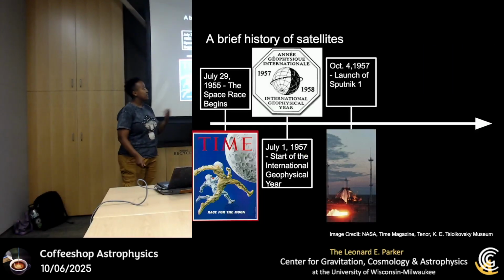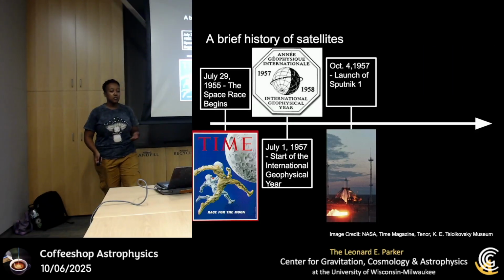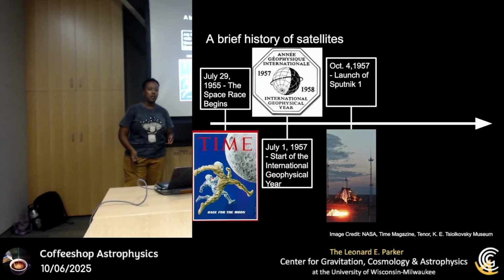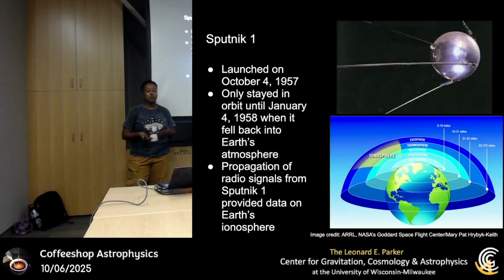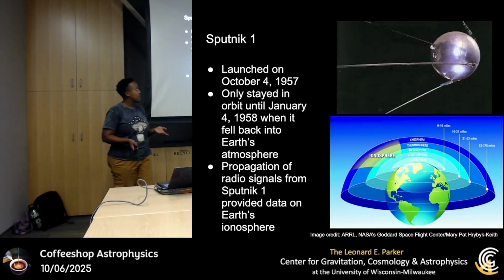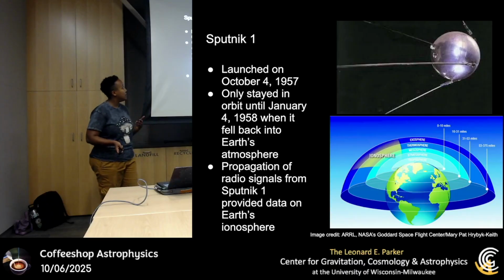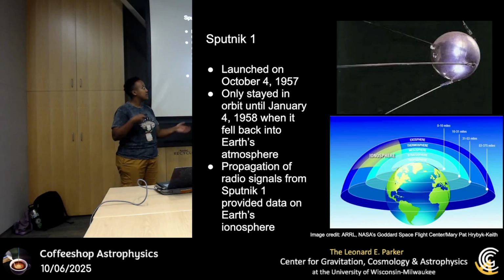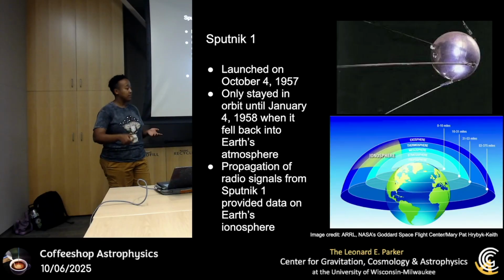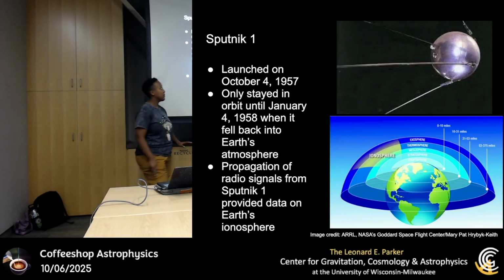All right. So the next step in our timeline is October 4th, 1957, which is the launch of Sputnik 1. This was a Soviet satellite. The name Sputnik in Russian just means satellite. It only managed to stay in orbit for a few months before it returned to Earth's atmosphere. But through communication between the satellite and Earth, the scientists were able to learn a bit about Earth's ionosphere.